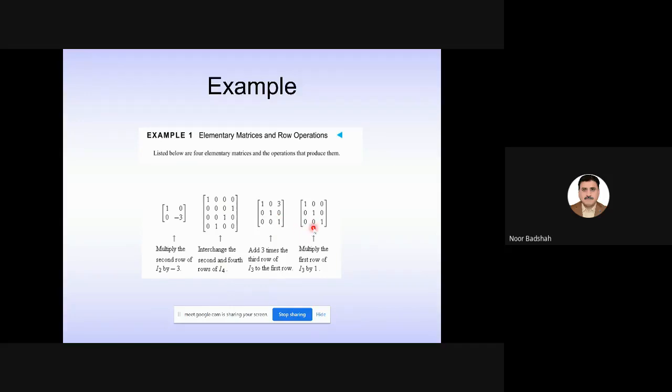And in this case, we are having the identity matrix. So the identity matrix is itself an elementary matrix because you can multiply any of the rows by 1. You multiply the first row by 1 or the second row by 1 or the third row by 1, it will remain the same. So the identity matrix is also an elementary matrix.